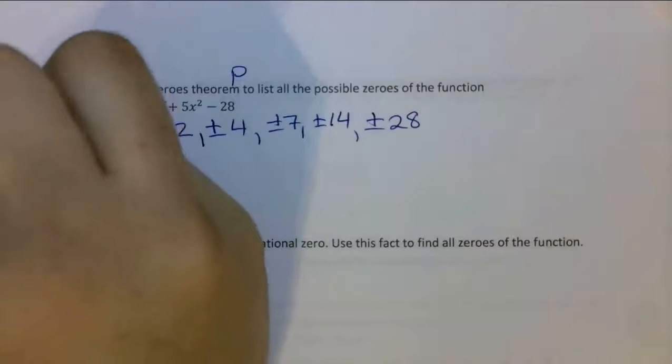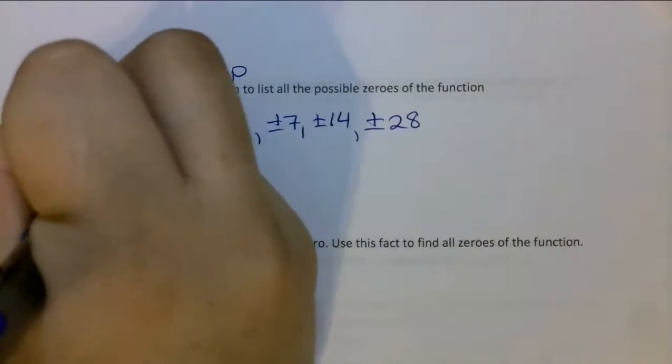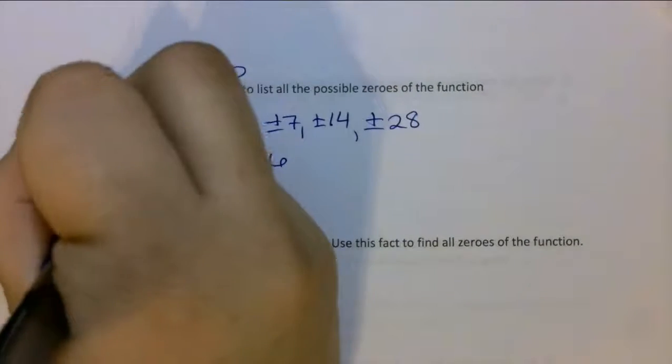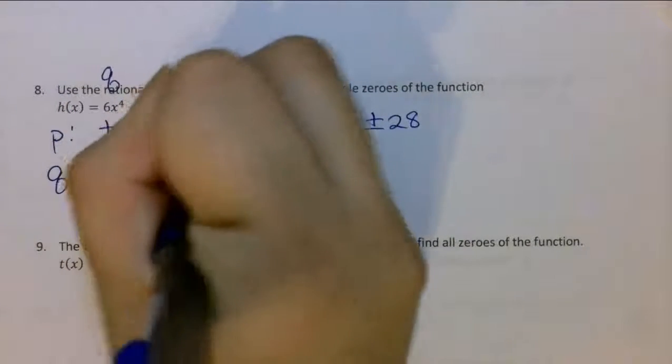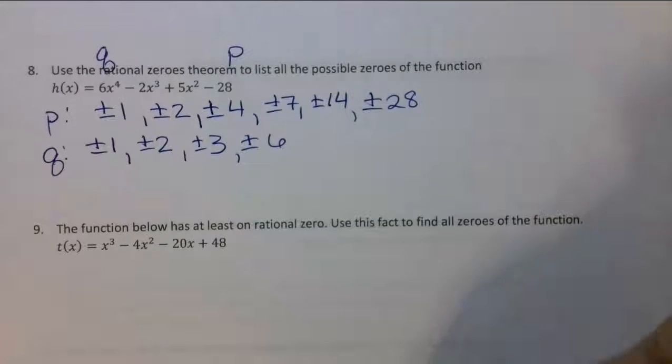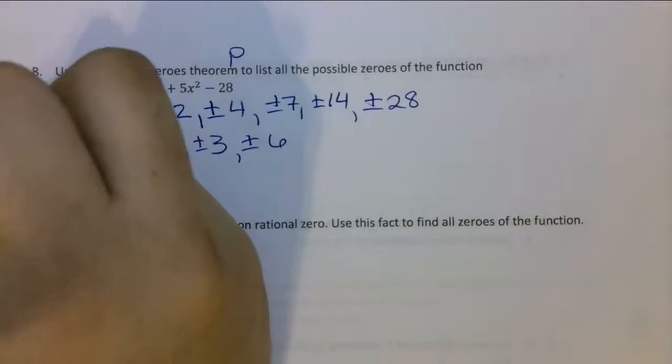Then I want to find my factors of q. I have plus and minus 1, plus and minus 6, plus and minus 2. 2 times 3 gives me 6. Then my possible zeros come from taking p and dividing by my q values.